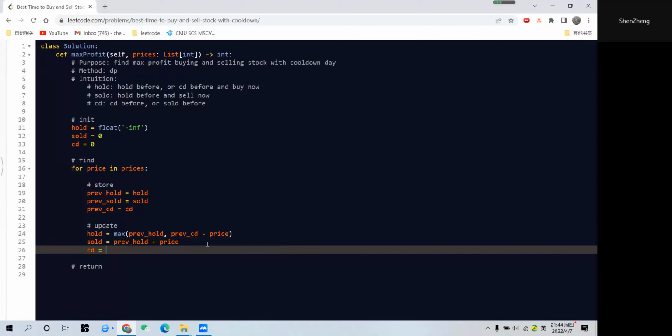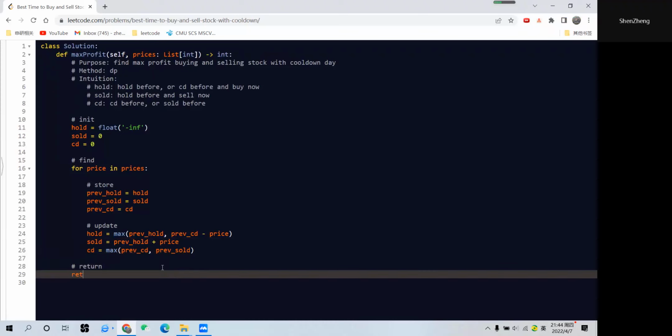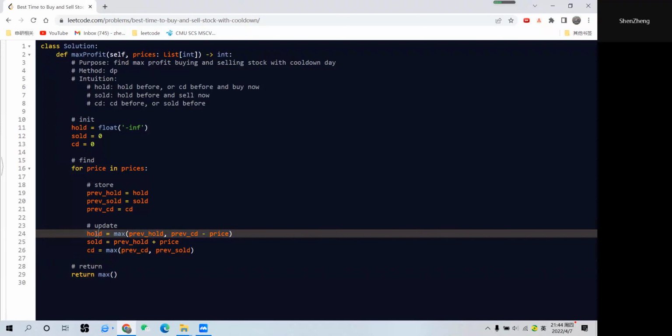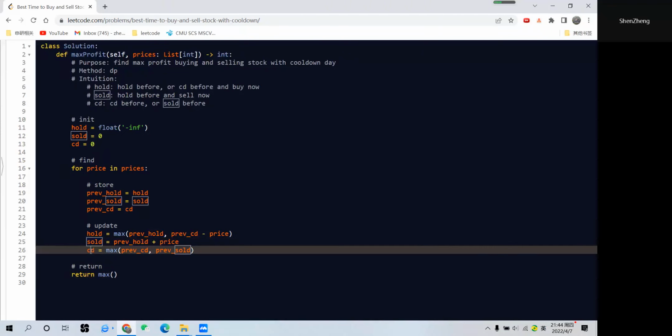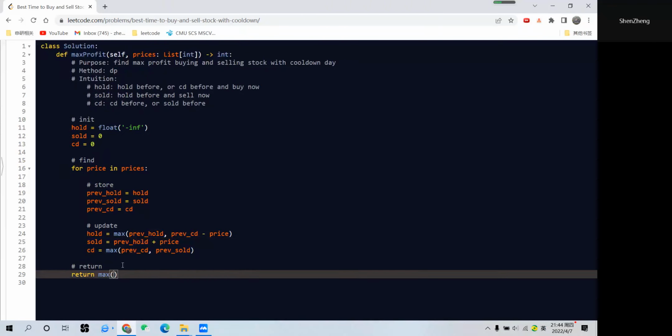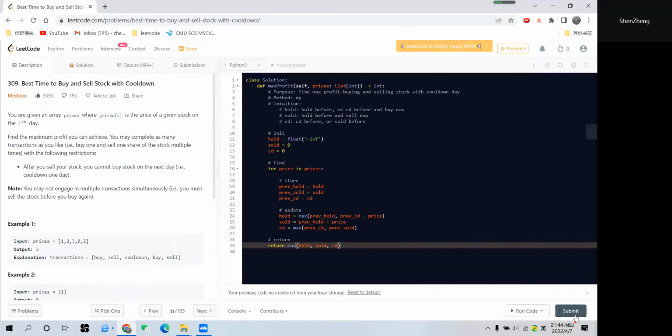Okay, and finally, let's consider the cooldown. So CD equals the maximum between the previous CD and the previous sold. Now the next thing is to consider the best strategy among these 3, right? This hold, this sold, and this CD. So the only thing we need to do is take the maximum of hold, sold, and CD, and we're done. Okay, let's submit the code to see if it works.